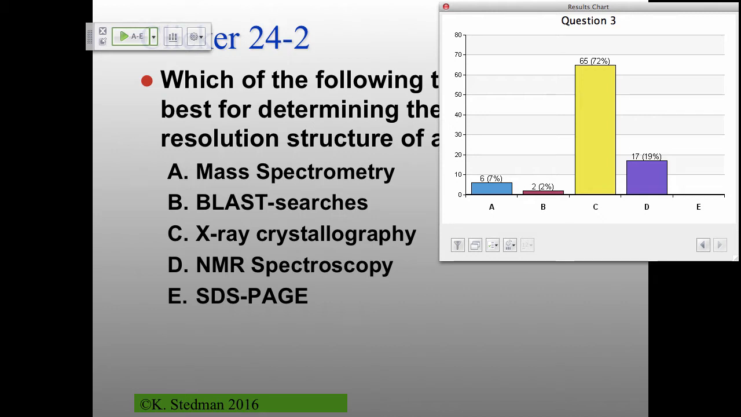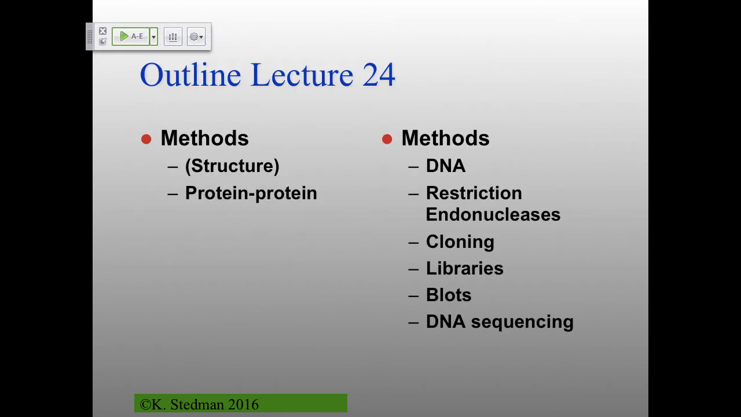Okay, so today we'll talk a little bit more about protein methods, but mostly concentrate on DNA methods. And it turns out DNA methods are way easier than protein methods. And for a long time, DNA was harder, but now protein methods are a lot easier. So we'll really briefly cover structure.